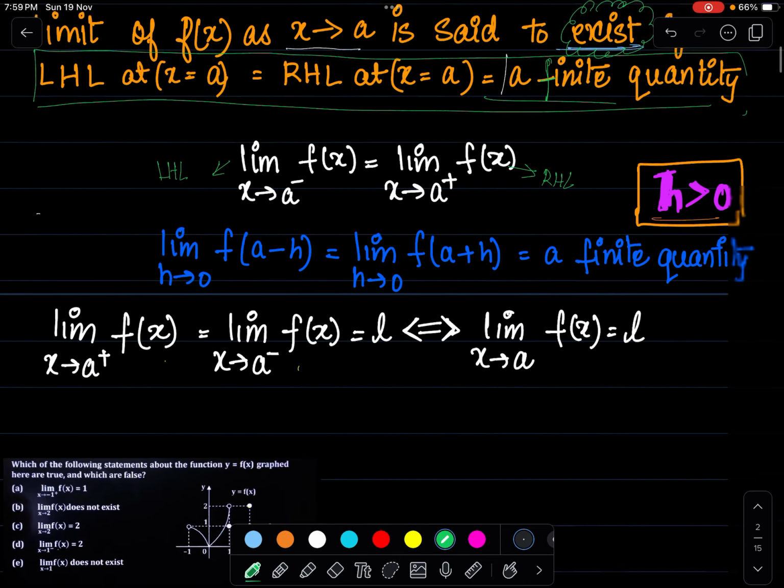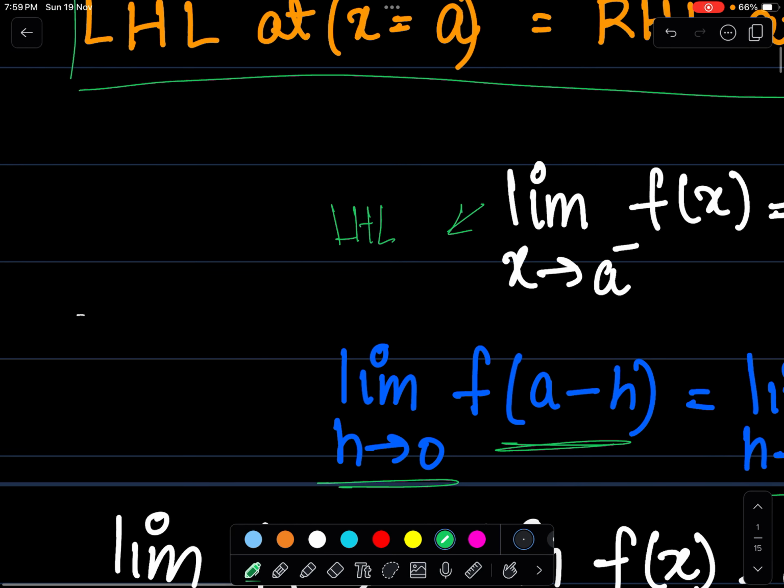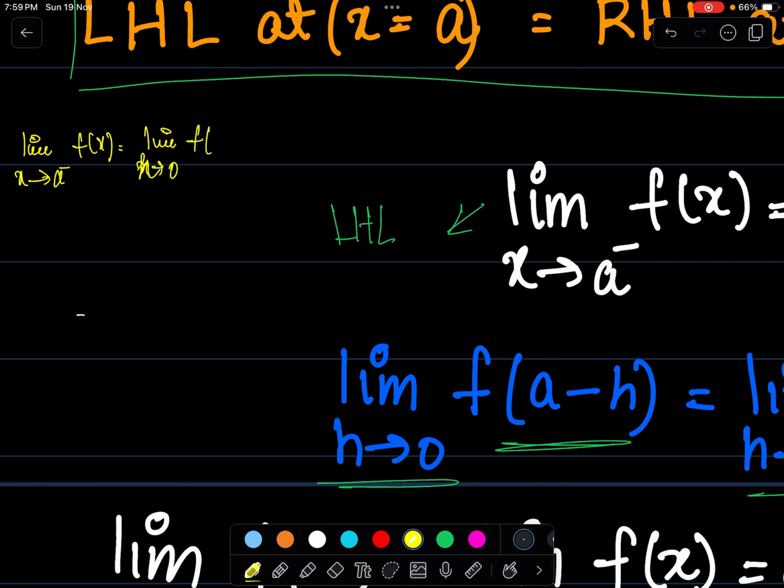Now let us see what's written over here. You can see I have rewritten the left hand side and the right hand side in some way. Let's understand what it actually means. So what I am doing is writing limit x tends to a minus f of x as limit h tends to 0 f of a minus h. Now why am I writing it like this?